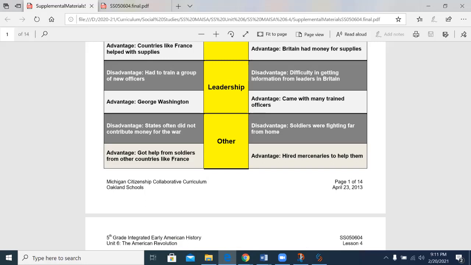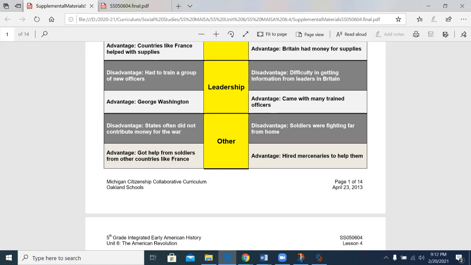An advantage on the American side is we got help from soldiers from other countries like France. And there's a lot of names that come across in roads throughout this country: Kosciuszko, Lafayette. Those are going to be some very advantageous people for us.